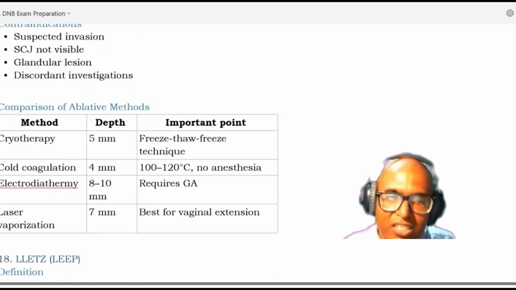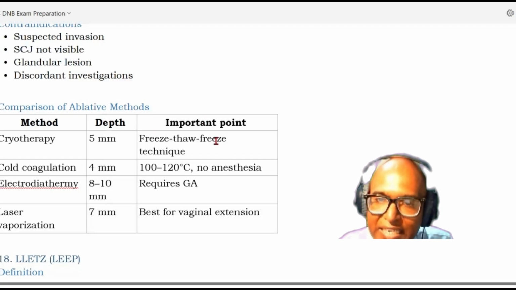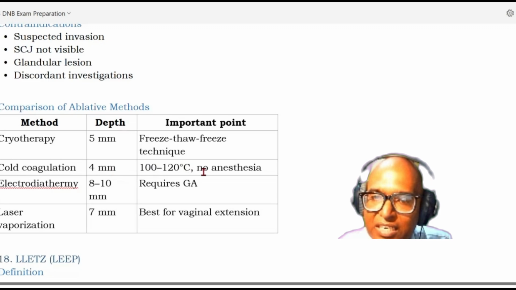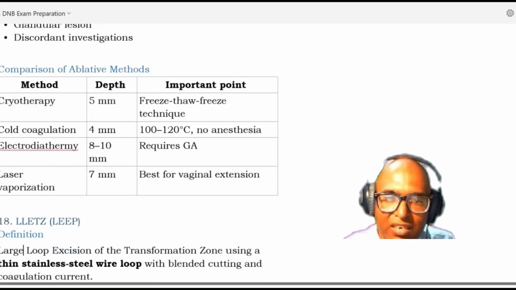So there are different ablation methods such as cryotherapy, cold coagulation, electrodiathermy, and laser vaporization. Then what is the depth in each method? Cryotherapy will destroy around 5 millimeter. The technique is a freeze, thaw, freeze technique. Cold coagulation, the depth is around 4 millimeter at 100 to 120 degrees centigrade. No anesthesia is required. Then electrodiathermy, 8 to 10 millimeter, requires general anesthesia, and laser vaporization 7 millimeters. It is best for vaginal extension. Okay, if there is a vaginal extension, you can go for laser vaporization.